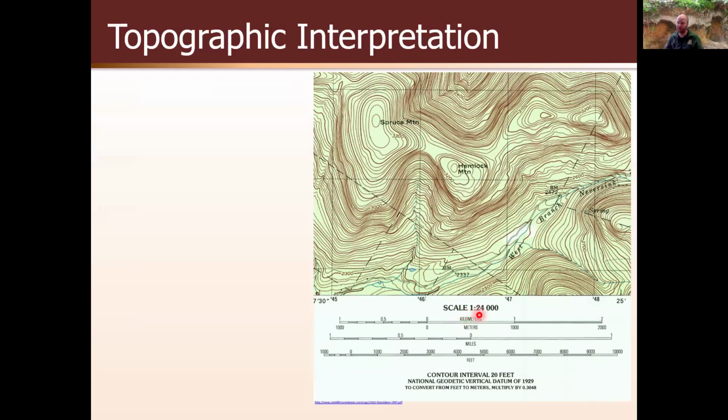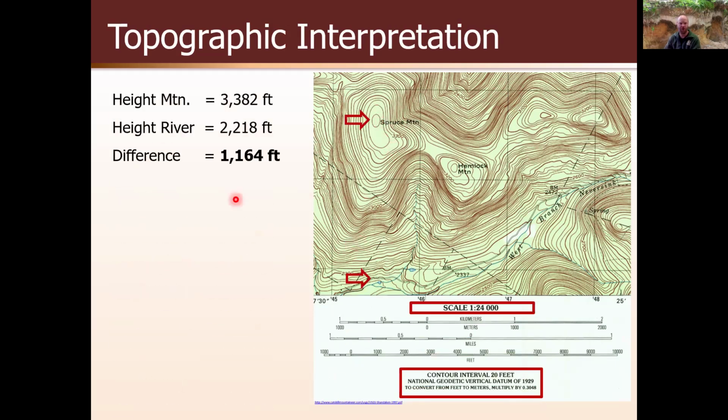So similarly, we're looking at a 1 to 24,000 map. There's a creek down here called the West Branch of the Neversink River. There are a couple of mountains named here, Hemlock Mountain and Spruce Mountain. Let's say you woke up and you're down here on the creek. You're like, I'd like to walk up to Spruce Mountain. I wonder how far that is. So let's think about how you'd figure that out.